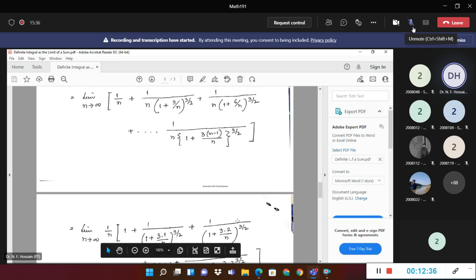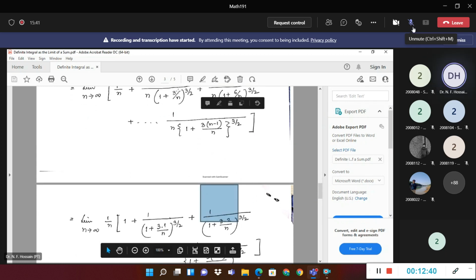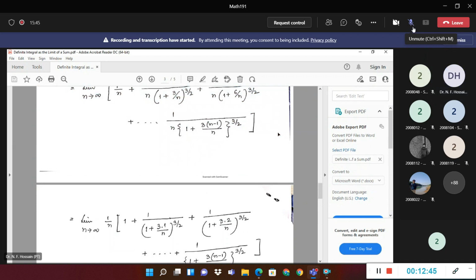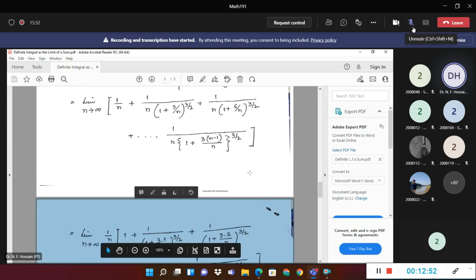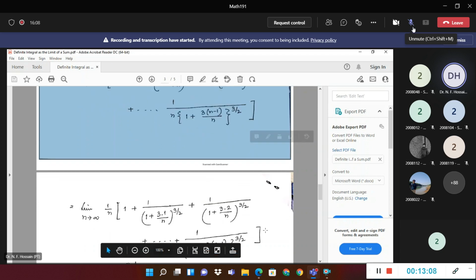Okay, so now we can put it in a summation sign. Here it is 3 into 1. Here it is 3 into 2. And we are taking 1 over n common. So 1 over n must be common there always. 1 over n into, here comes 1 plus 1 by 1 plus 3 into 1 by n whole to the power 3 by 2. Then 1 by 1 plus 3 into 2 by n whole to the power 3 by 2.